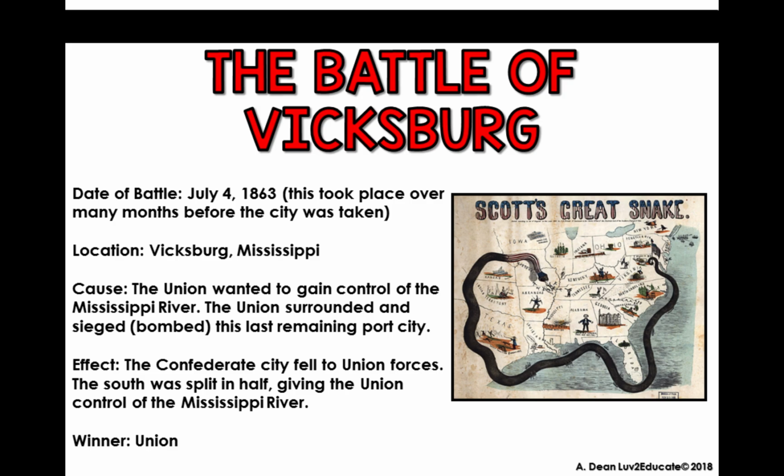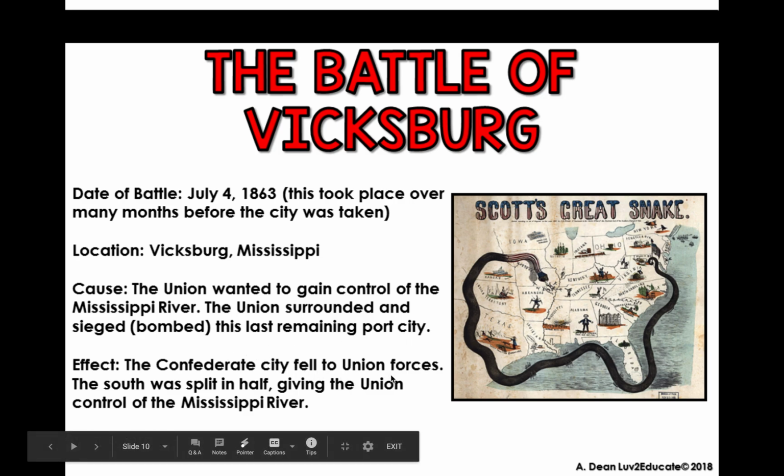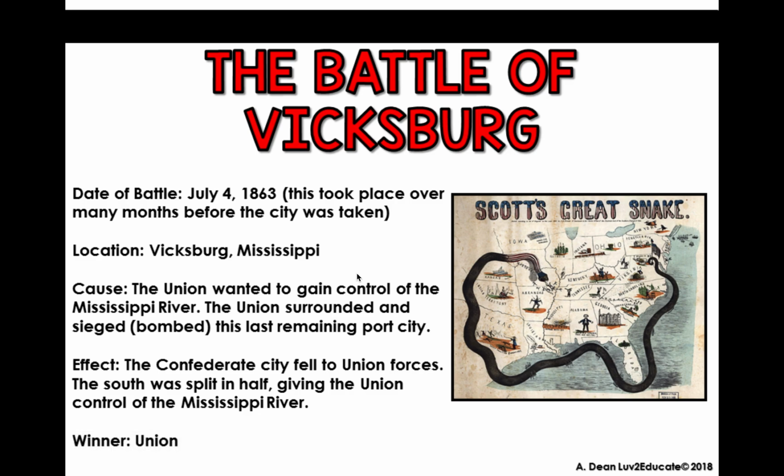And then we have the Battle of Vicksburg. This took place on July 4th, 1863. So this took place over many months before the city was taken, and it was in Vicksburg, Mississippi. So the Union wanted to gain control of the Mississippi River. The Union surrounded and bombed this last remaining port city. So the Confederate city fell to Union forces, and the South was split in half, and that gave the Union control of the Mississippi River. So the Union won this battle.